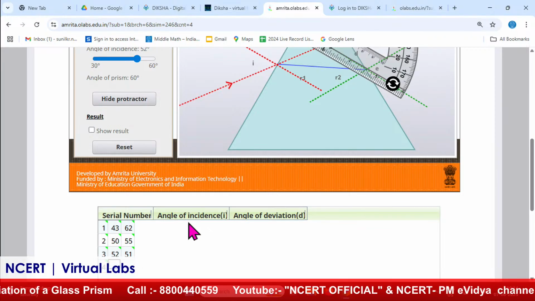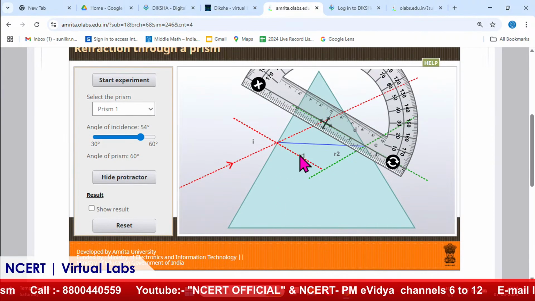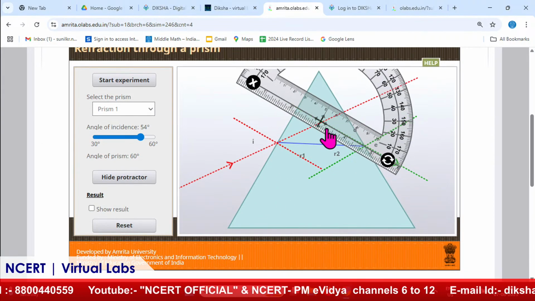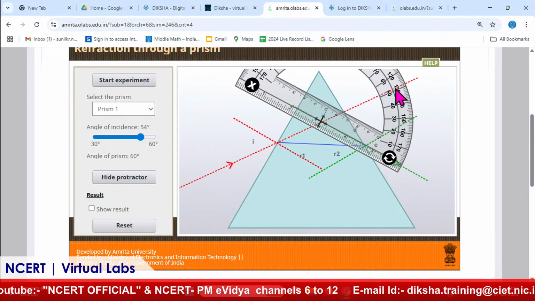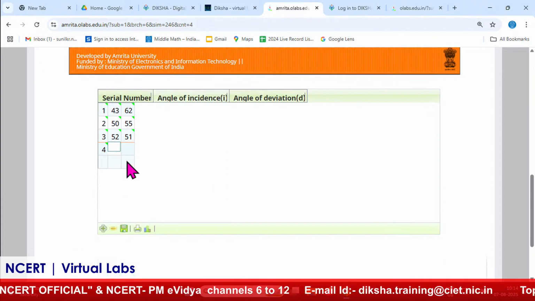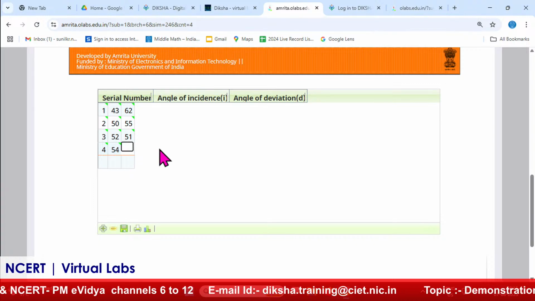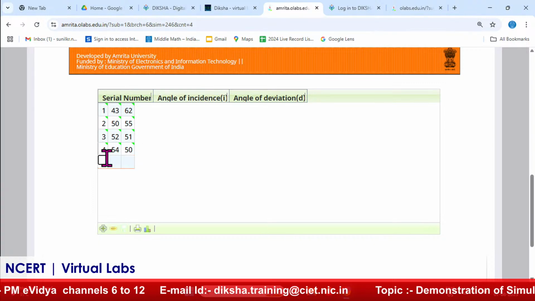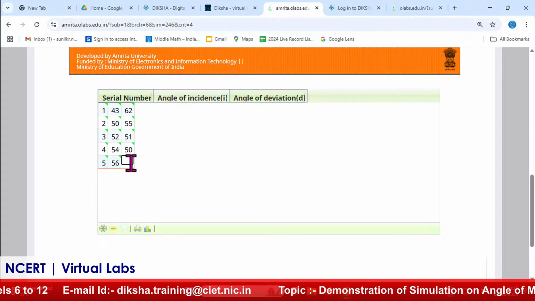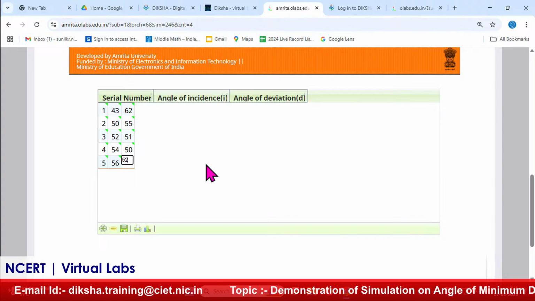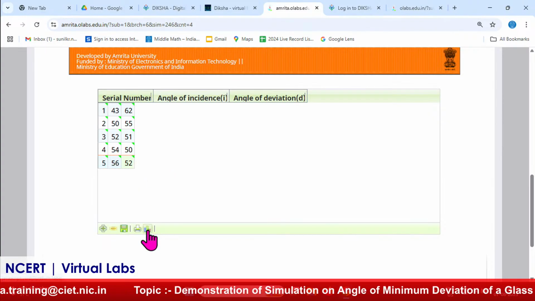Next, one more reading I will take. A little bit, this 54 something, and here it is again coming 50, 51 something, 54. It is 50, and once again I will take the reading, suppose 56, now it increases to 52. Okay. So, from here you will just plot the graph.